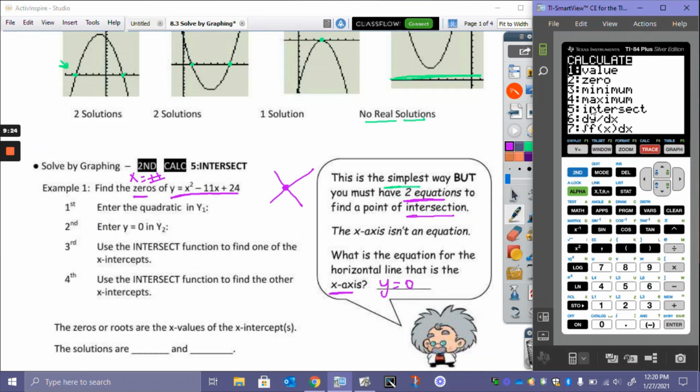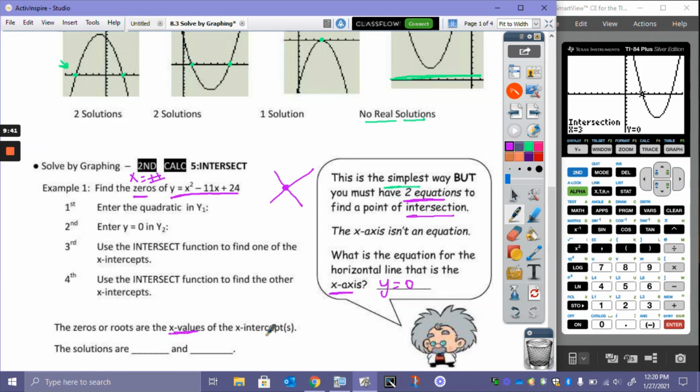Let's try it one more time. Second trace, 5 for intersect. There it is. Okay, so that is our first x-intercept. Enter, enter, enter, and we get 3 zeros. So remember, we're going to write these as solutions. This is the x value of the x-intercept. So if our x-intercept is 3, 0, then our solution will be, for the first one, x equals 3.